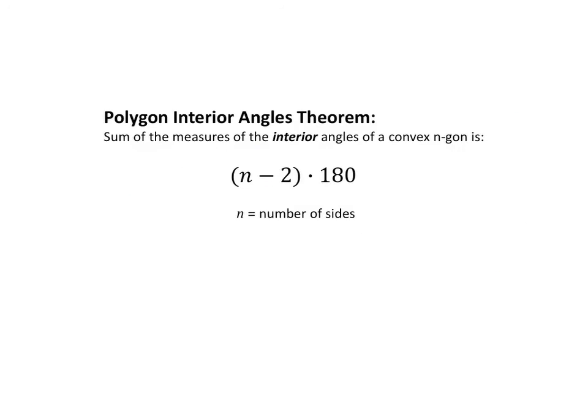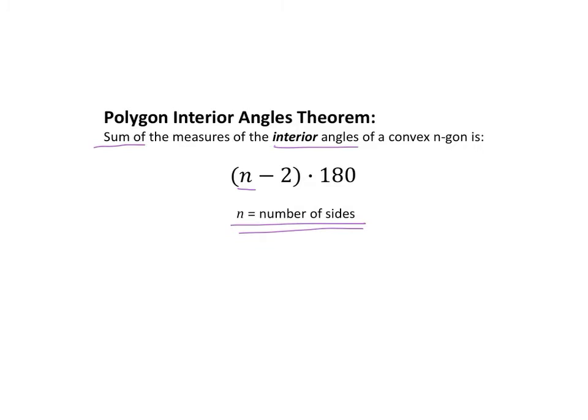This leads us to the polygon interior angles theorem. The sum of the measures of the interior angles of a convex n-gon is (n − 2) times 180, n being the number of sides. So no matter what number of sides we have, we can always use this formula to find the sum of the measures of the interior angles of any polygon.